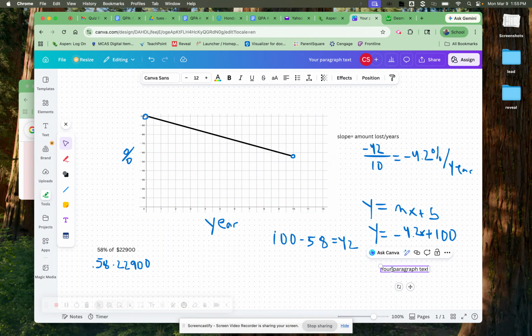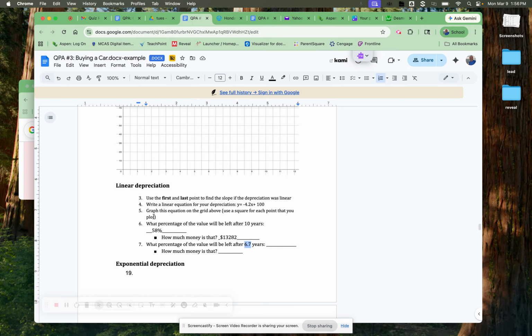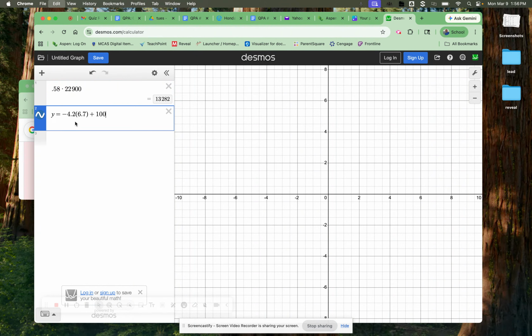So I have y equals negative 4.2. And instead of x, I'm going to leave a space, plus 100. And I'm going to put in 6.7 years. That's my equation. That's what I'm going to put in here. And then, so let's put my equation in.